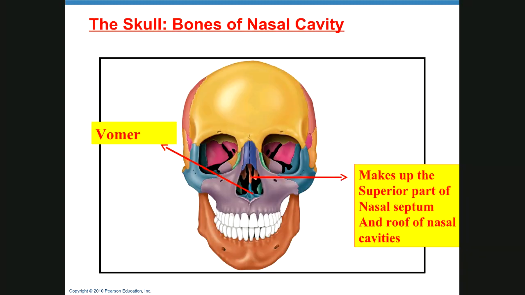So here's a frontal view of the nasal cavity. You can see this orange bone right here will be the perpendicular plate of the ethmoid, and the blue one underneath is the vomer bone, making up the nasal septum that separates the right and left nasal cavities.